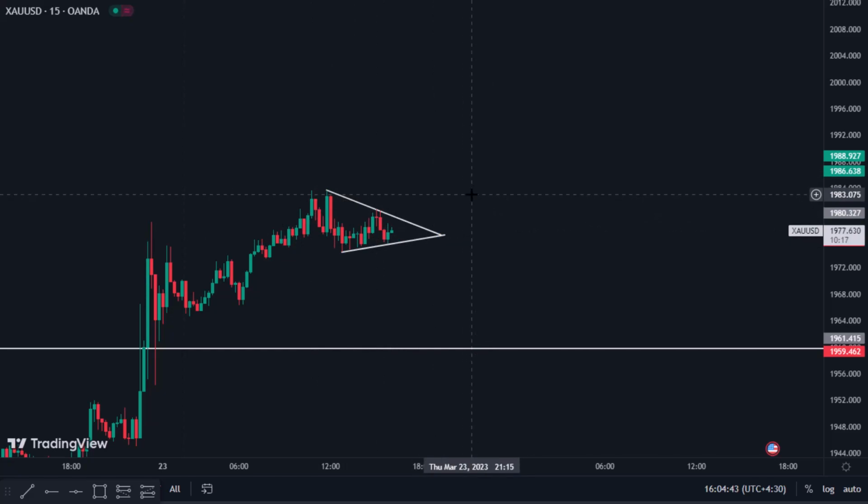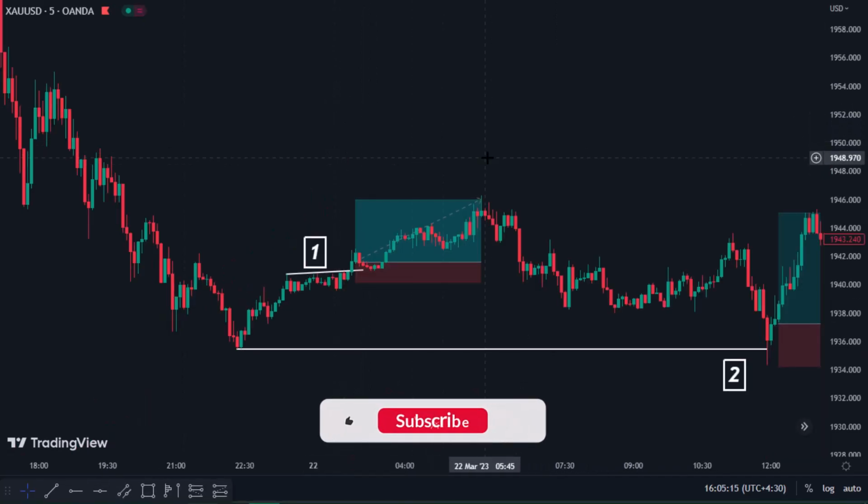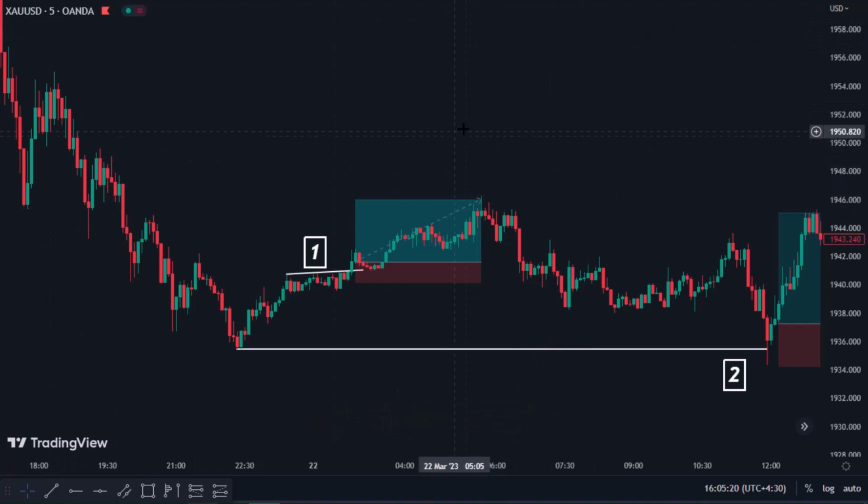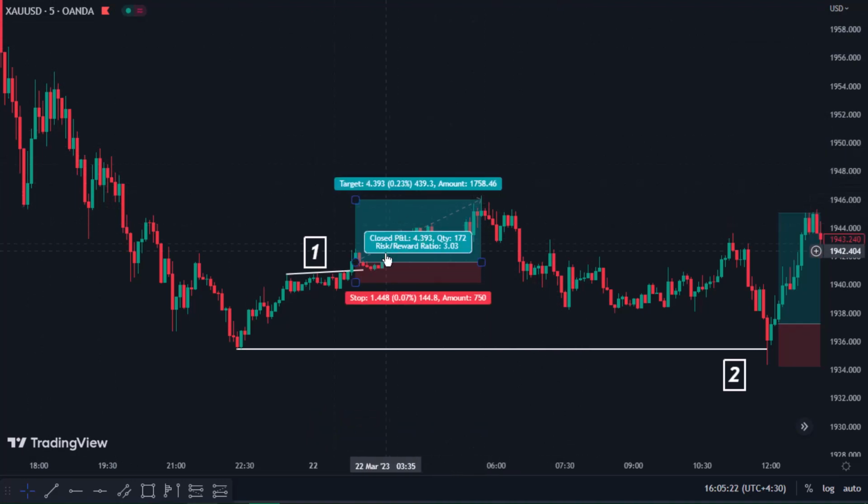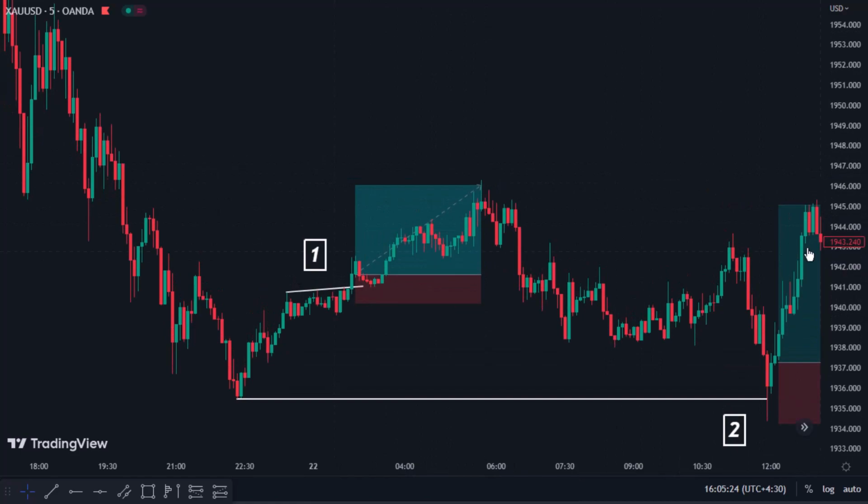Okay, let's switch to the part where I'm going to show you the positions I made yesterday and see what happened there. Welcome back. As you can see, here we are on the gold chart, 5-minute time frame, 22nd of March 2023. Then I'm going to show you the positions I made on this date.